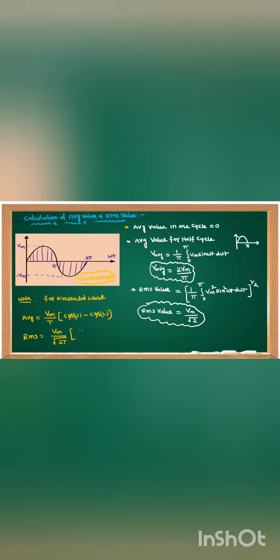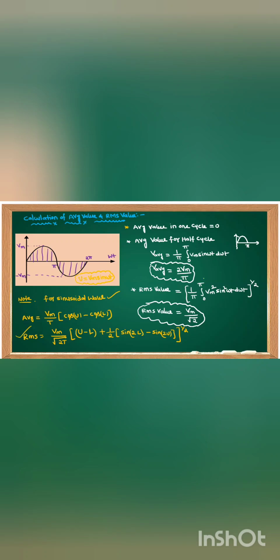You have to write Vm by root 2t, upper limit minus lower limit, direct formulas without integration. How to apply, I'm explaining. But these formulas are applicable only for sinusoidal shapes. 1 by 2 into sine of 2 into lower limit minus sine of 2 into upper limit, whole to the power of 1 by 2. This is the formula: Vm by root 2t, upper limit minus lower limit, plus 1 by 2 into sine of 2 into lower limit minus sine of 2 into upper limit, whole to the power of 1 by 2.